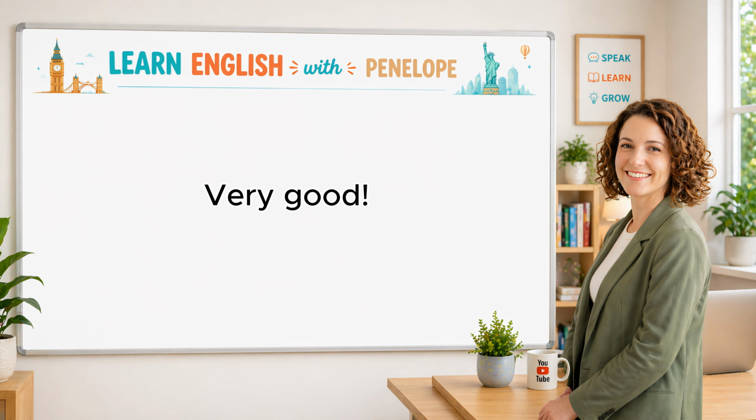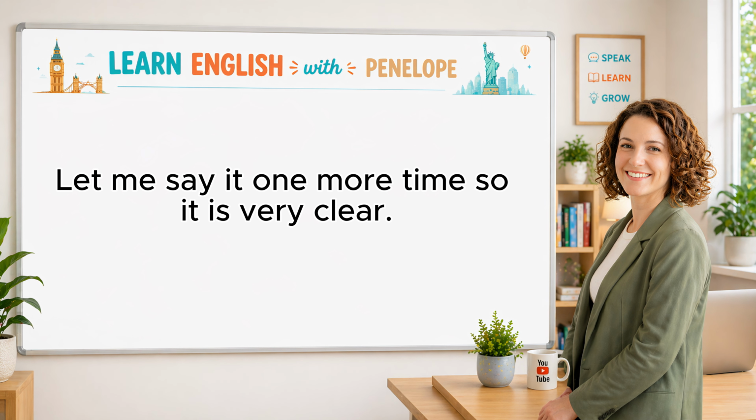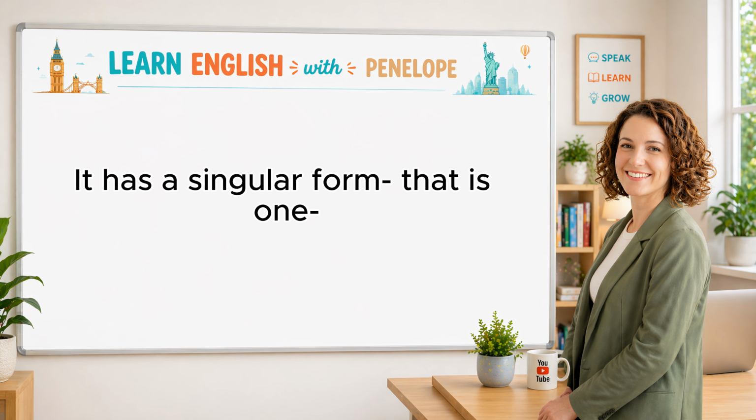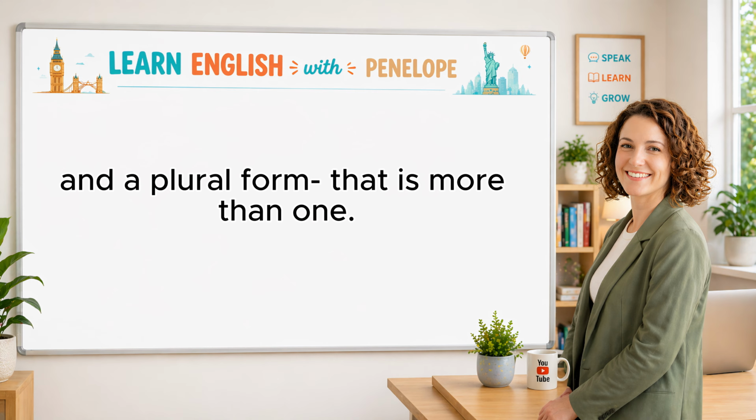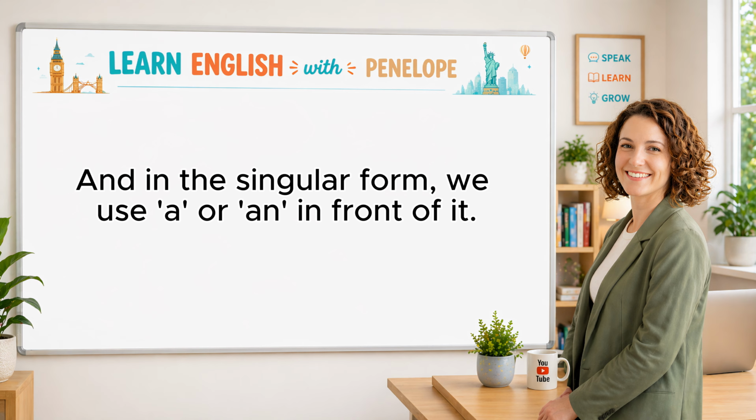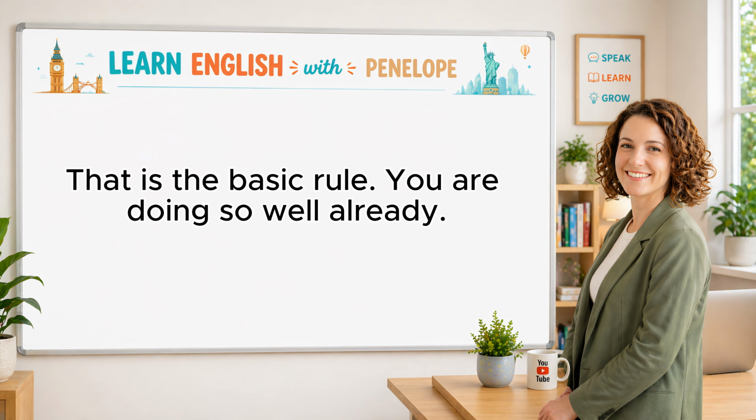Very good. Let me say it one more time so it is very clear. A countable noun is a word for a thing you can count. It has a singular form, that is one, and a plural form, that is more than one. In the plural form, we usually add S to the end. And in the singular form, we use a or an in front of it. That is the basic rule. You are doing so well already.